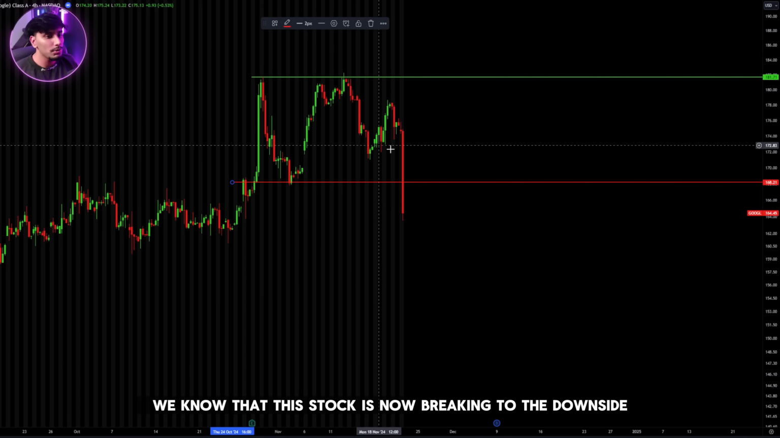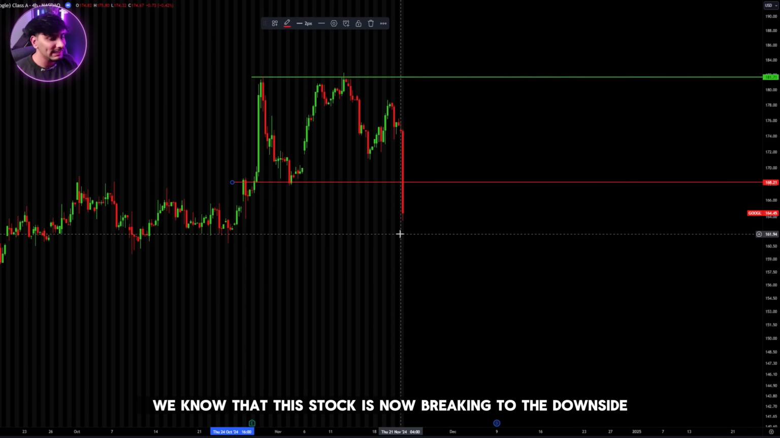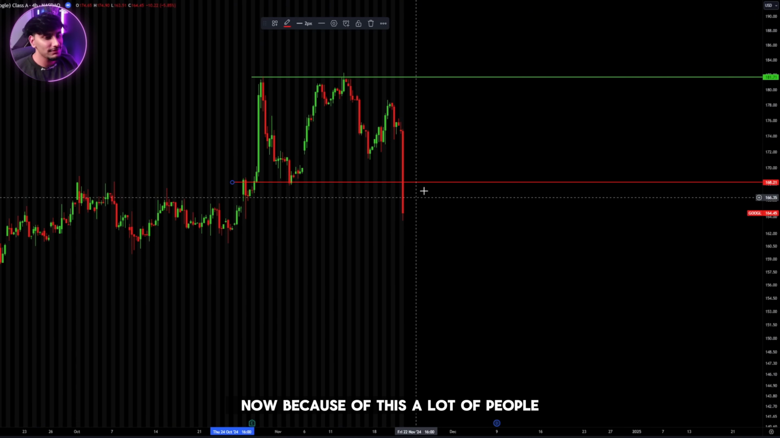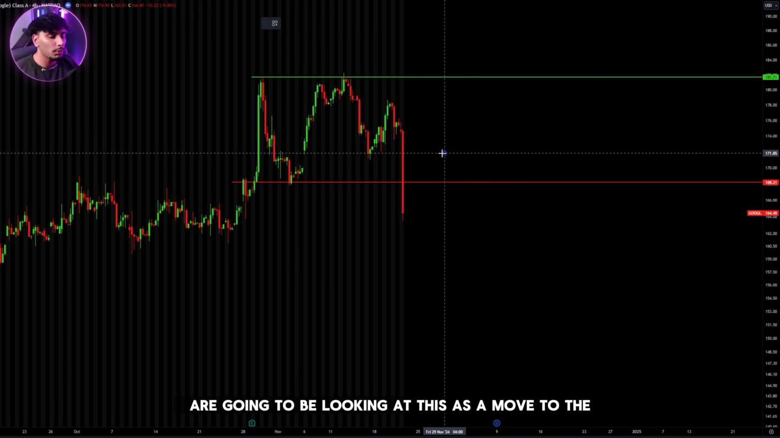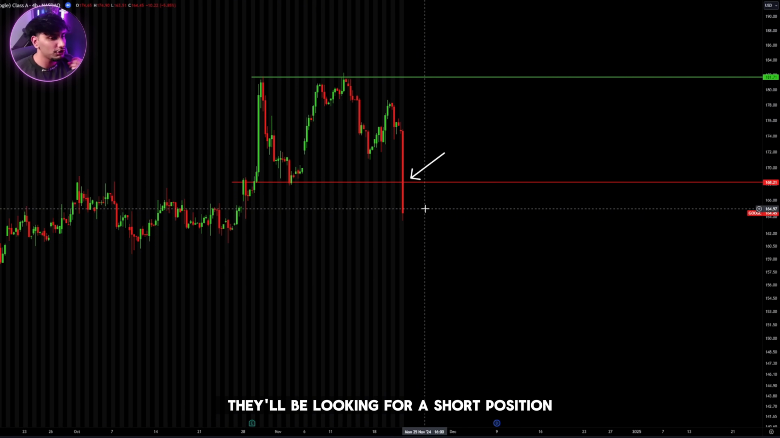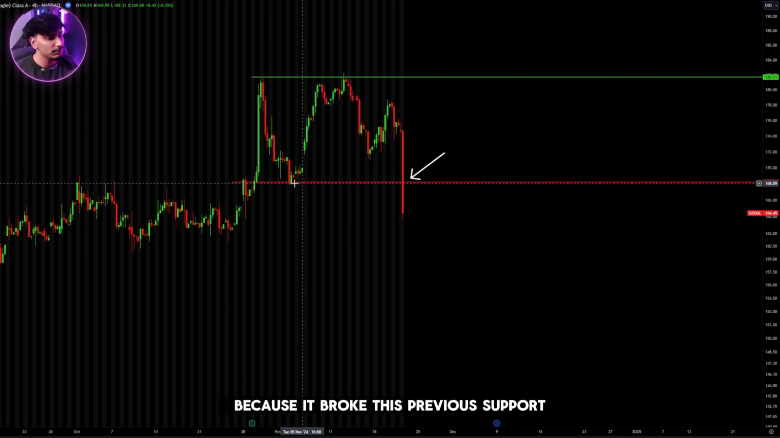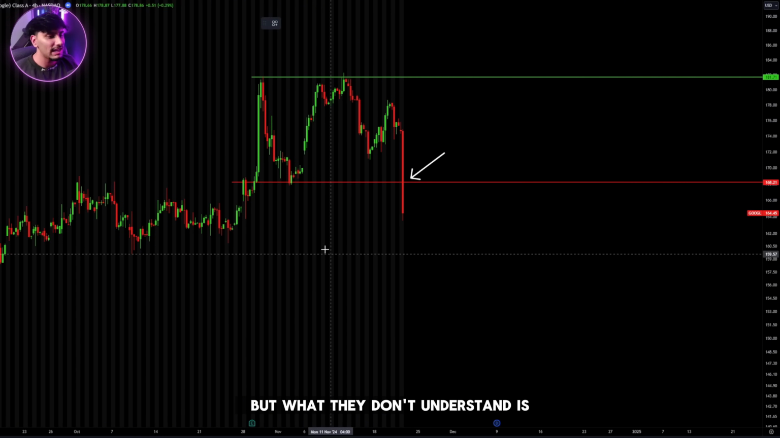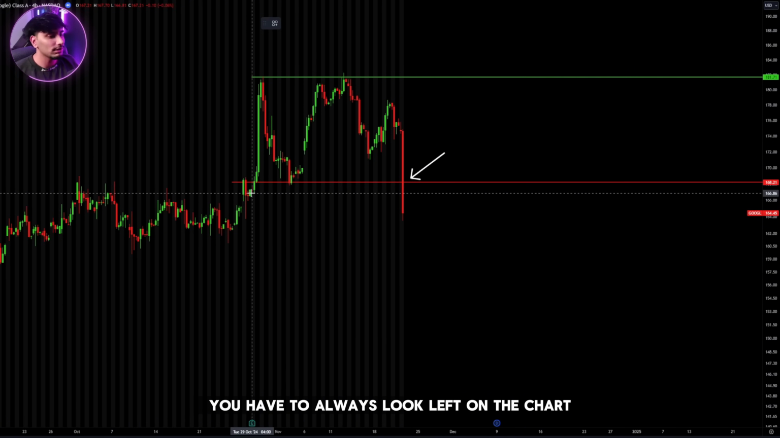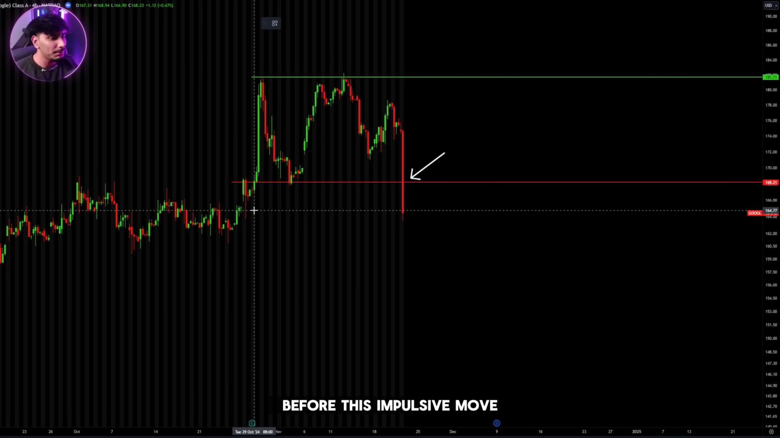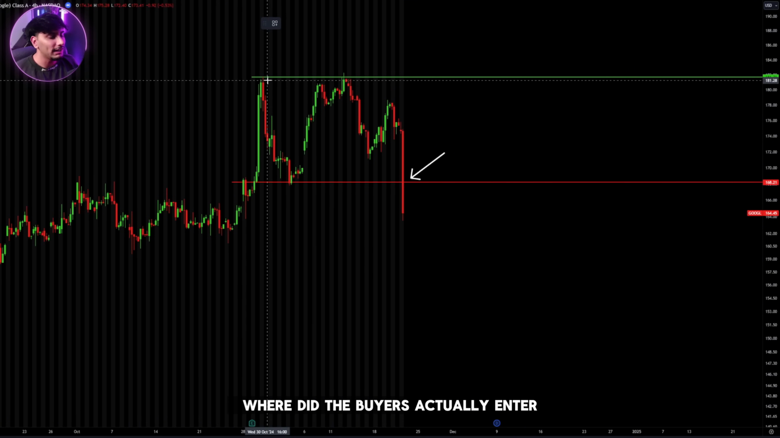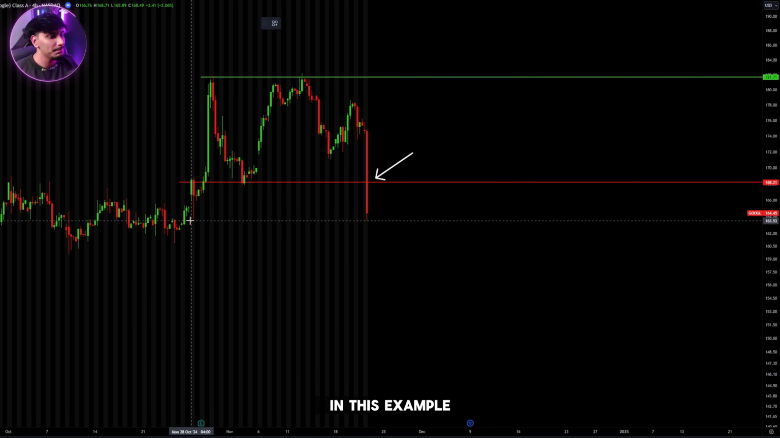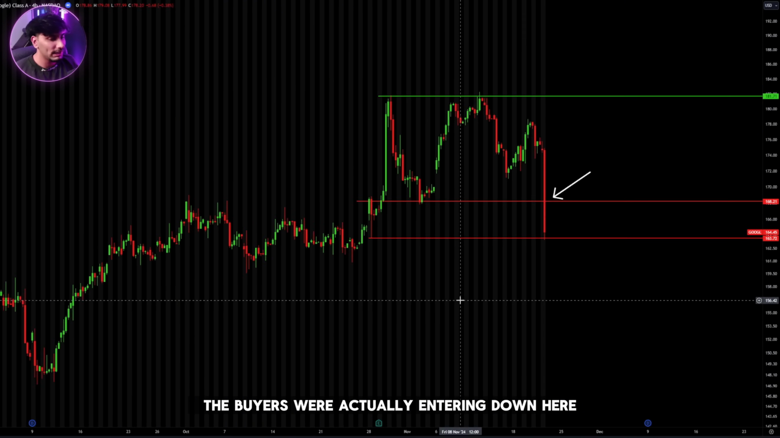Therefore, we know that this stock is now breaking to the downside. Now, because of this, a lot of people are going to be looking at this as a move to the downside, and they'll be looking for a short position because it broke this previous support. But what they don't understand is you have to always look left on the chart. Before this impulsive move, where did the buyers actually enter? In this example, the buyers were actually entering down here.